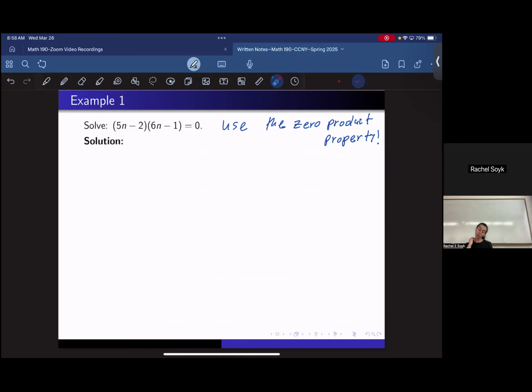So let's jump into our first example together, and lo and behold, we have the product of 2 binomials. No surprise here. And we're asked to use the zero product property. So what do we do? We look at these binomials separately, and we set them equal to 0. We ask ourselves, okay, what values of n make them equal to 0, aka our zero product property.